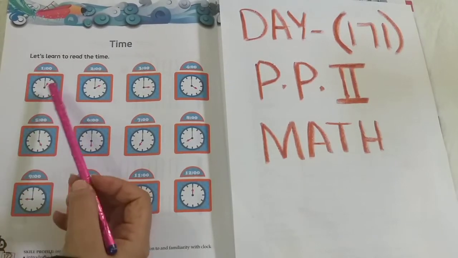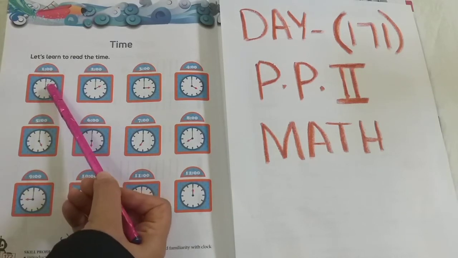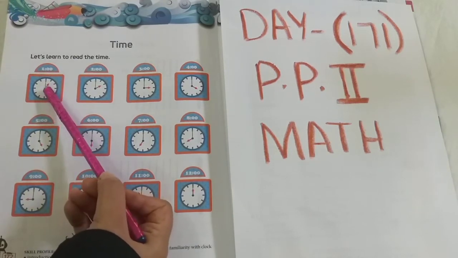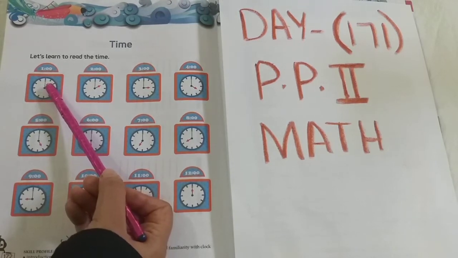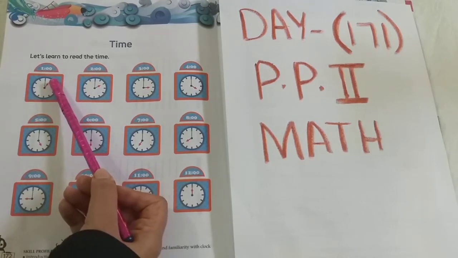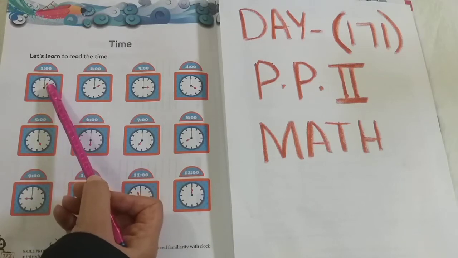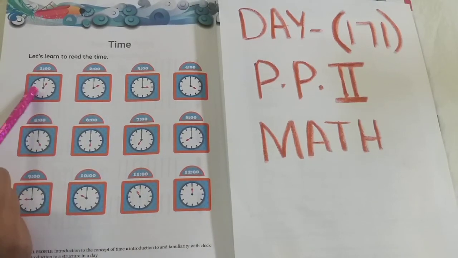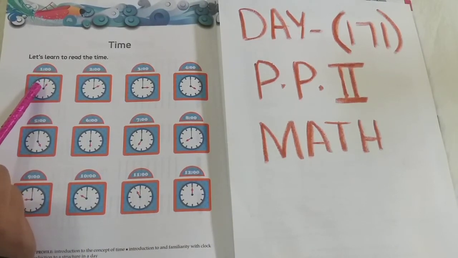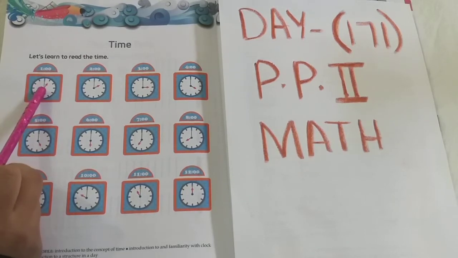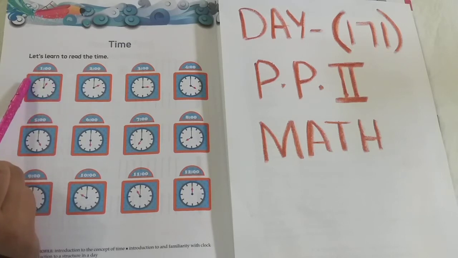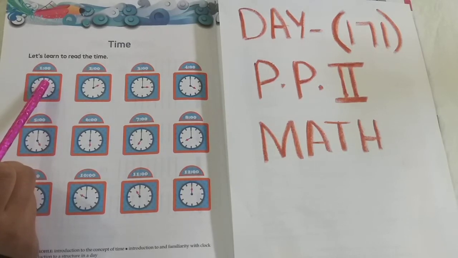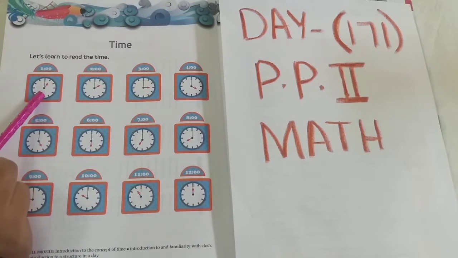Okay. First you need to see the red hand here. Here can you see children the red hand? The red hand is pointing on which number? Number 1. And the green hand, can you see? The green hand is pointing on 12. The red hand which is pointing on any other number, so that means we will say the time.